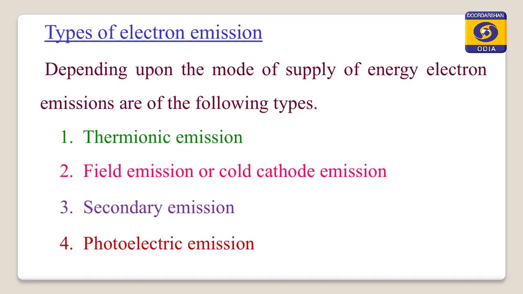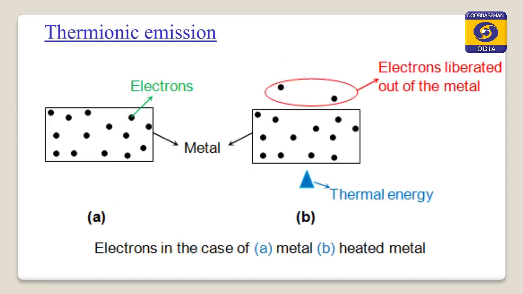So, depending upon the mode of supply of energy, this electron emission from a metal surface can be of basically 4 types. First, thermionic emission, second, field emission, third, secondary emission, and fourth, photoelectric emission. Now, first come to the thermionic emission. In thermionic emission, electron emission occurs due to application of thermal energy. These electrons emitted here are called thermions.